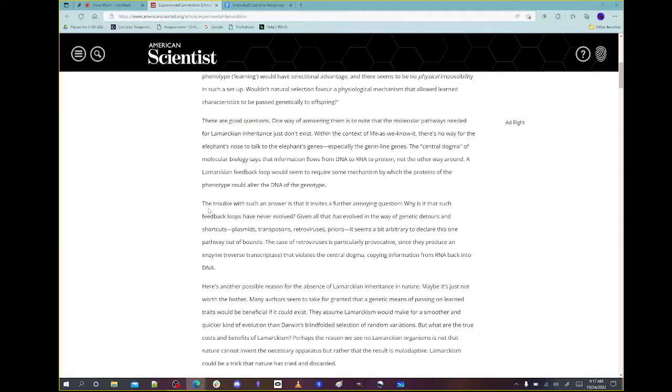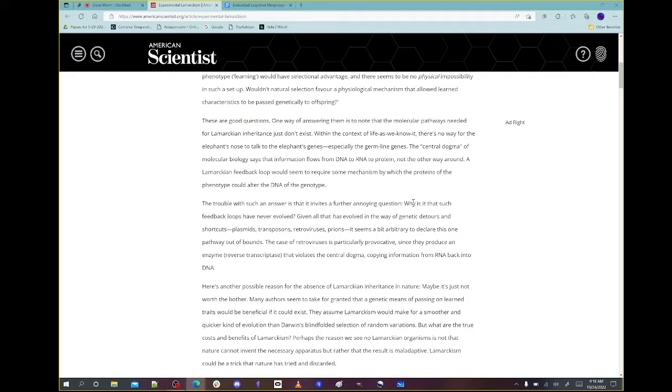So they have these questions about Lamarckism, and one way of answering them is to note that molecular pathways needed for Lamarckian inheritance just don't exist. Within the context of life as we know it, there's no way for the elephant's nose to talk to the elephant's genes, especially the germline genes. The central dogma of molecular biology says information flows from DNA to RNA to protein, not the other way around, which would be required for Lamarckism. A Lamarckian feedback loop would seem to require some mechanism by which the proteins of the phenotype could alter the DNA of the genotype.